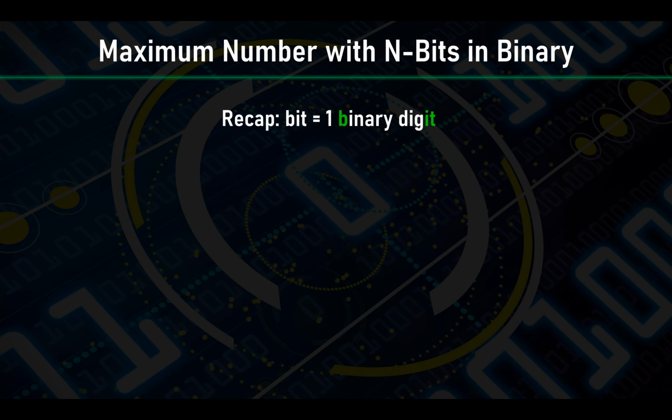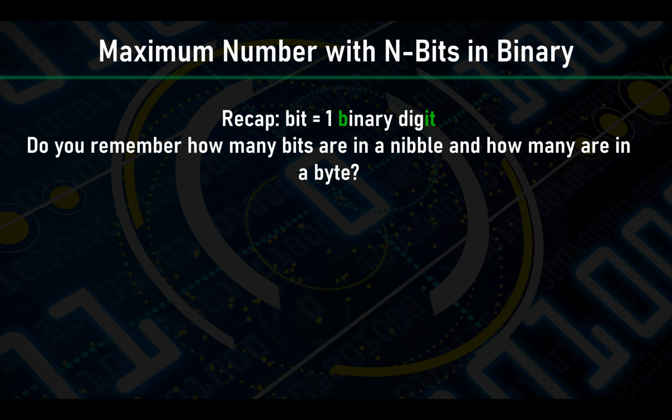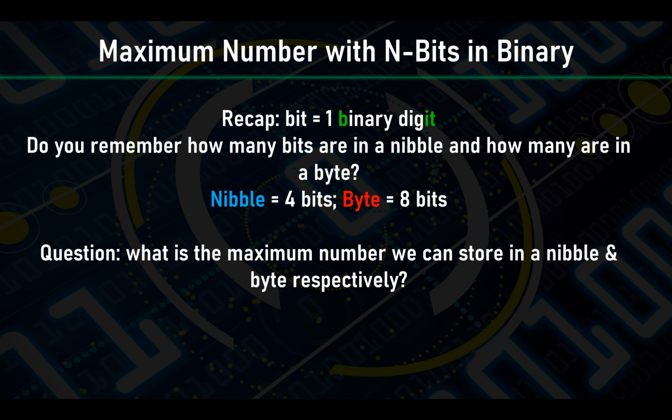Okay, then let's look at the maximum number that we can create with n bits in binary. A bit is just a binary digit. So how many bits are in a nibble and how many bits are in a byte? Hopefully people can remember what a nibble is, a small byte, therefore 4 bits, or half a byte. A byte is going to be 8 bits. Then the question: what is the maximum number we can store in a nibble and byte respectively?